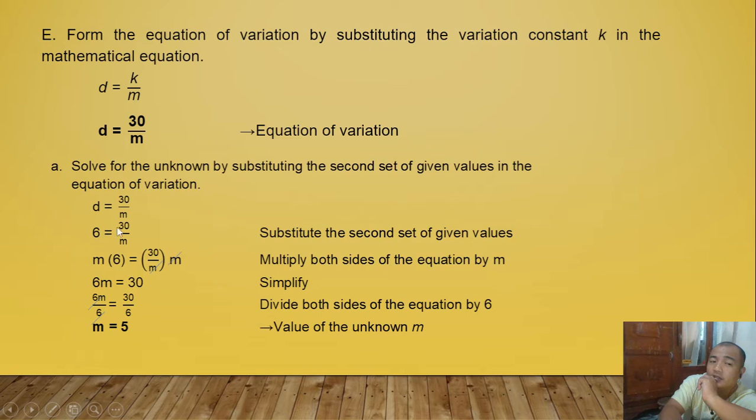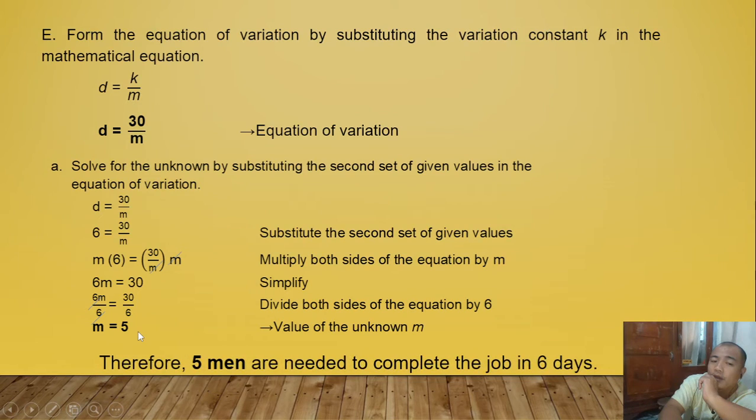Substitute D by 6. 6 equals 30 over M. So to solve for M, we just divide 30 by 6, which is 5. So we need 5 men. We need 5 men to complete the job in 6 days. So, that is how to solve problem number 2. It's an inverse variation problem.